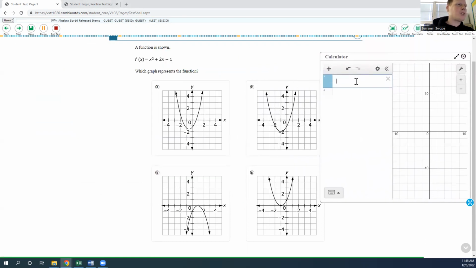So first thing we want to do is type in our original equation. I recommend just type it exactly like it looks, double check, make sure you put the power of 2, make sure you didn't forget an x, double check it.